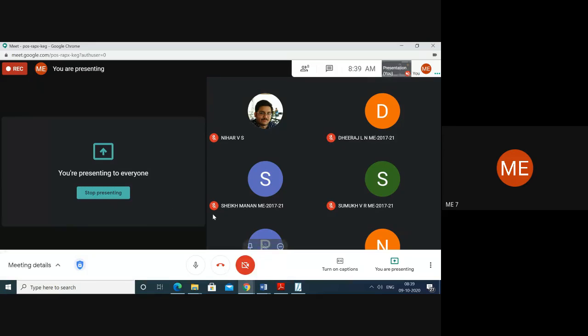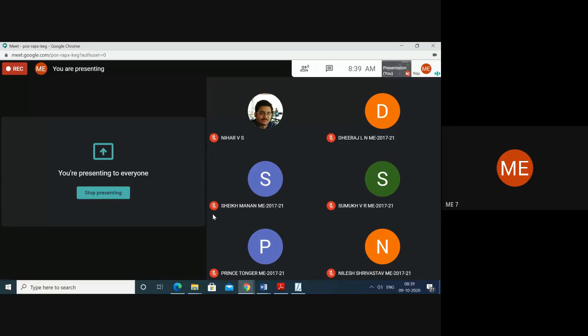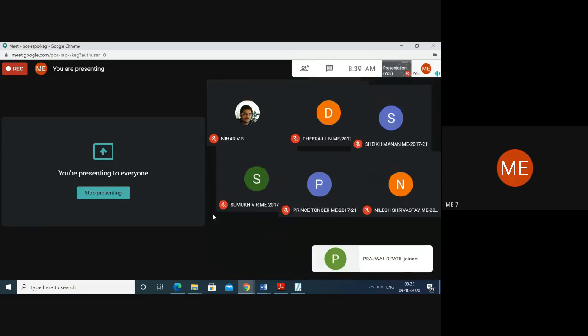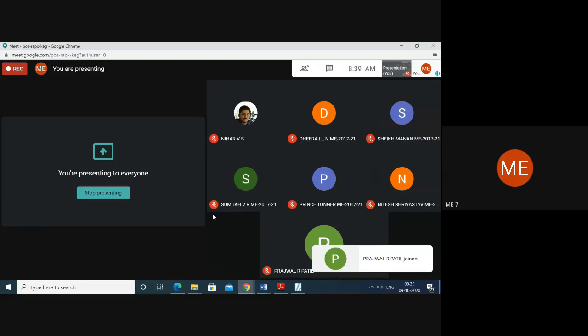If you can remember, last class we started with the proximity sensor, and we started with the capacitive type of proximity sensor. Under the capacitive type, we first discussed the basic equation, that is C equal to epsilon naught epsilon r A divided by D.